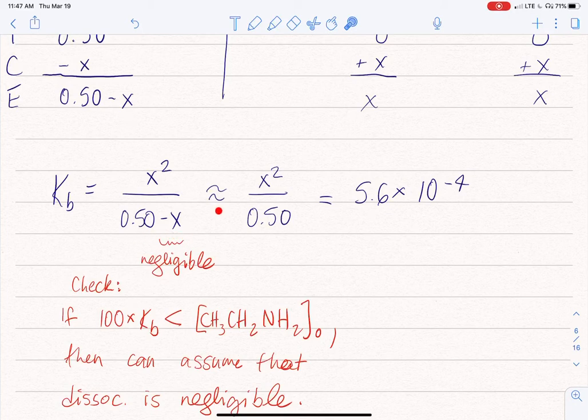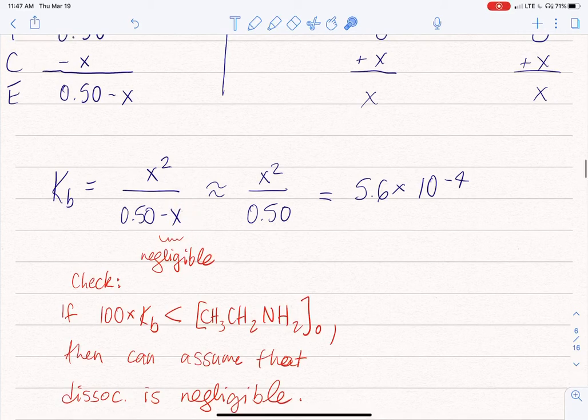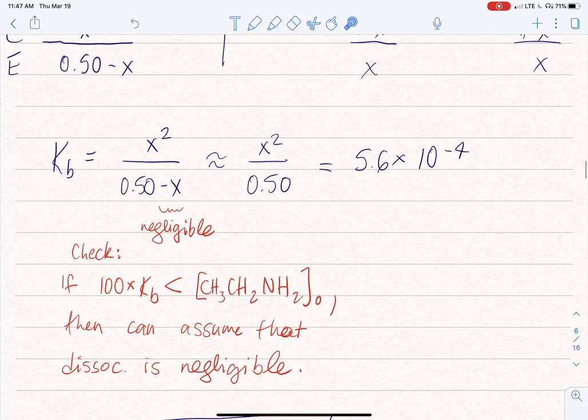Now, can we make the assumption that this is equal to x squared over 0.5? I want to assume that the dissociation, the minus x here, is negligible. I'm going to teach you a way to check that. The rule of thumb is that if you take the Kb and multiply it by 100, and that value is less than the initial concentration of the weak base, then you can assume that dissociation is negligible, so you can ignore the minus x.